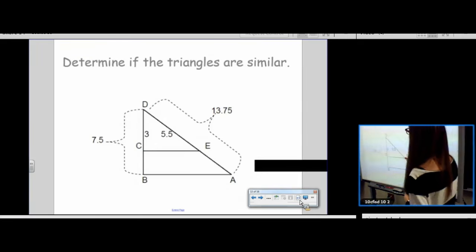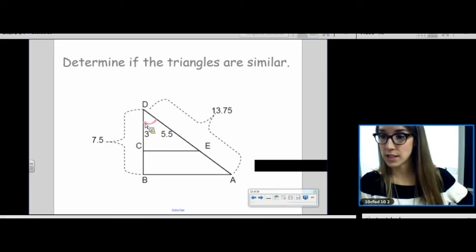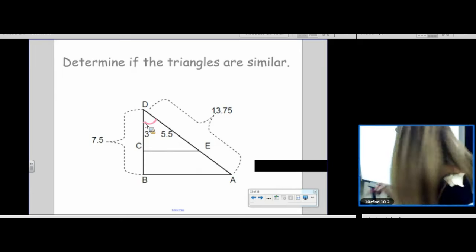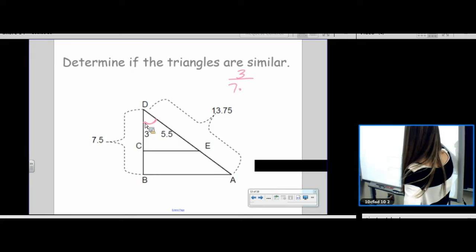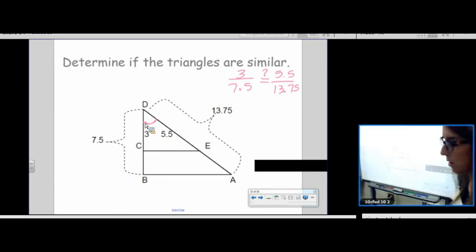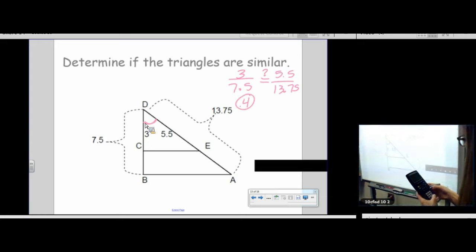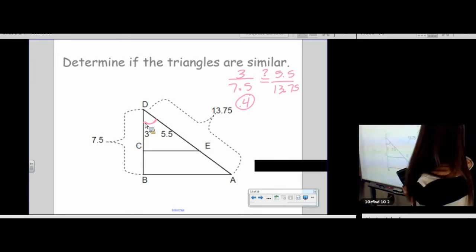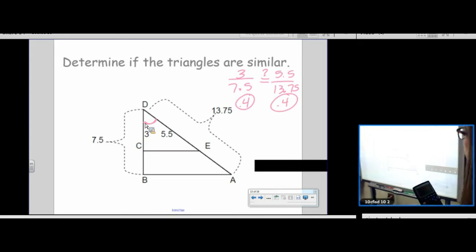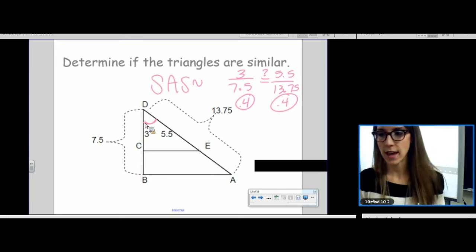All right, these two triangles have a shared angle. And then you do not just assume that those sides are proportional. You need to set up a proportion to make sure. 3 is to 7.5 as 5.5 is to 13.75. We don't know if those ratios are equal, so we need to do some cross multiplying, or you can divide. When I divide those, I get 0.4. And when I divide these, I get 0.4. I get 0.4 both times, which means these are similar by side, angle, side, similarity.